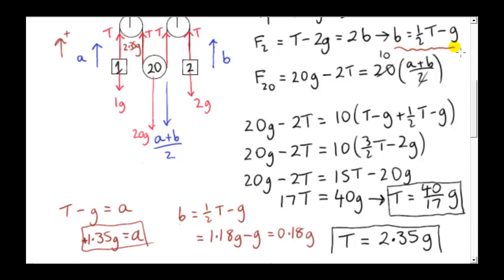Next we can get B, so that's this equation here. Half of T is 1.18 g, and again this comes out to be positive just as we expected. So the 2 kilogram mass does indeed move in the positive direction, which is upwards. Finally, we take the mean of the accelerations, we add the accelerations and divide by 2, and that gives us the acceleration of the 20 kilogram pulley. And the downwards direction, remember, is positive for the 20 kilogram pulley, and this obviously comes out to be positive since A and B are both positive.